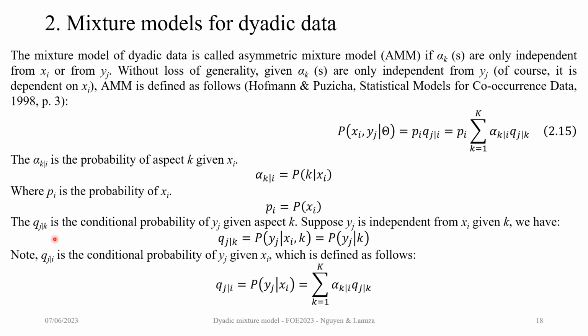The qj given k, we call that qjk is the conditional probability of yj given k. Suppose yj is independent from si given k, and we have here. Note qj given i is the conditional probability of yj given si, and we define qj given i here by this equation.